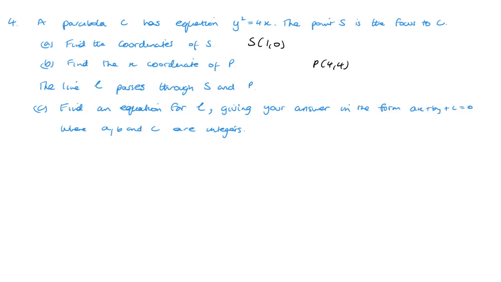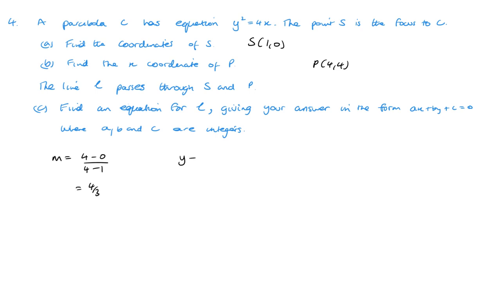Now, the line L passes through S and P. Find the equation of the line L in the form ax plus by plus c equals 0. So we can do this in two different ways. The way I prefer is to find the gradient first. So this is y2 minus y1 over x2 minus x1. So it's 4 over 3.